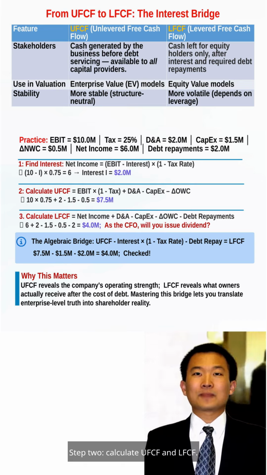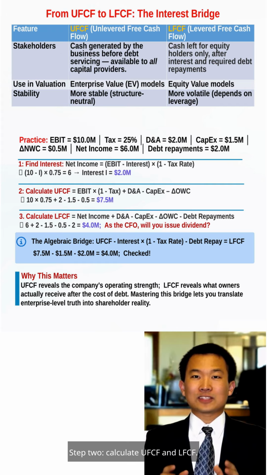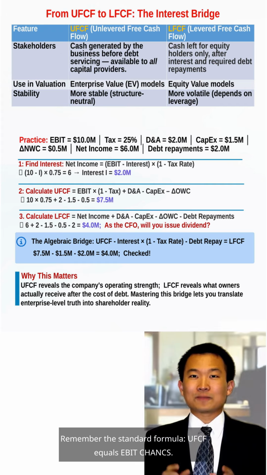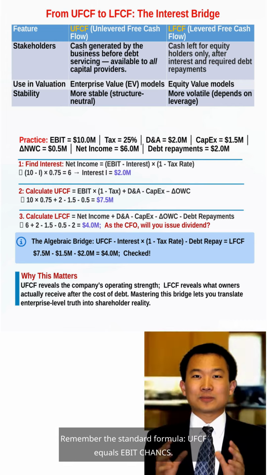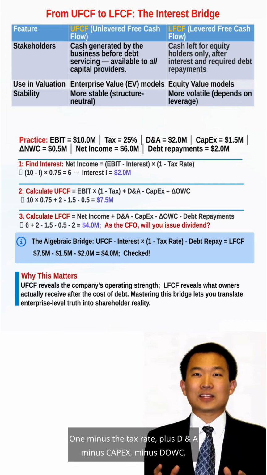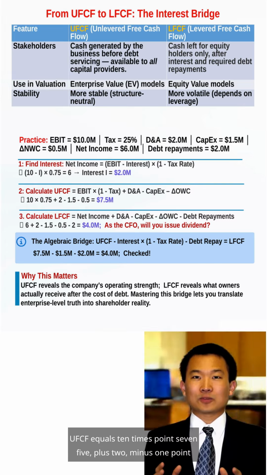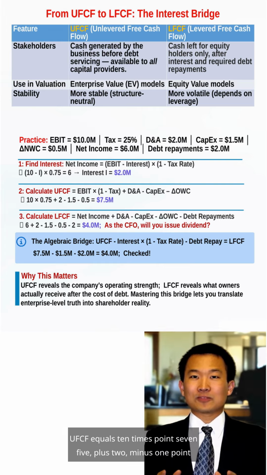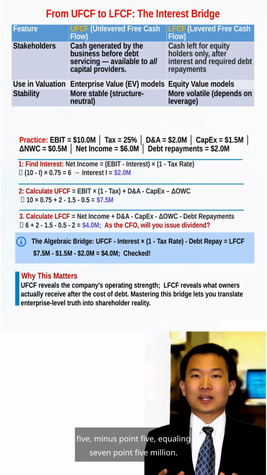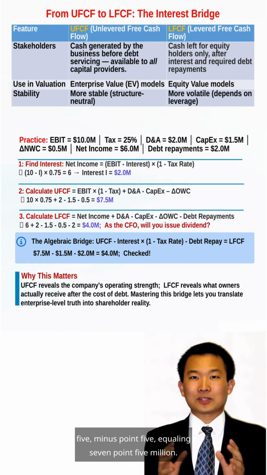Step 2. Calculate UFCF and LFCF. Remember the standard formula. UFCF equals EBIT times (1 minus the tax rate), plus D&A, minus CAPEX, minus ΔOWC. UFCF equals 10 times 0.75, plus 2, minus 1.5, minus 0.5, equaling 7.5 million.